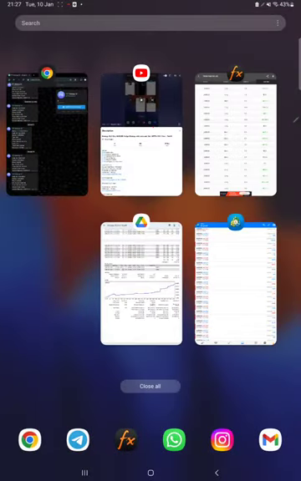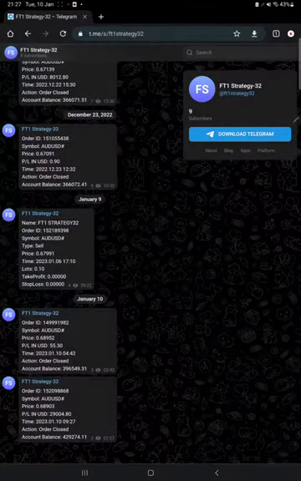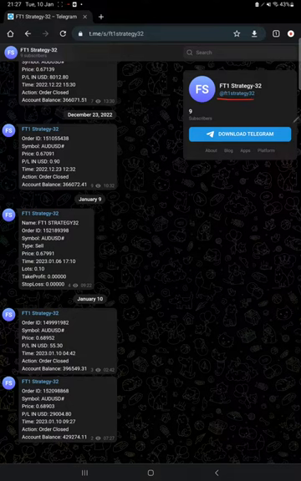After that we can check the MT4 to Telegram. So by following FT1 strategy 32 channel, you can stay updated for each trade that we have taken and verify it with order ID, at how much price we have entered, how much profit and loss we have booked.